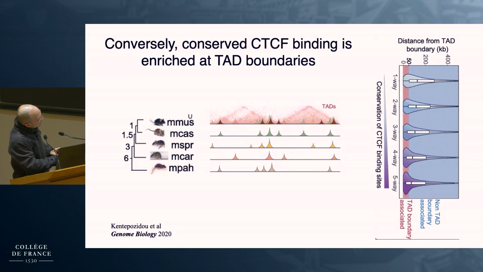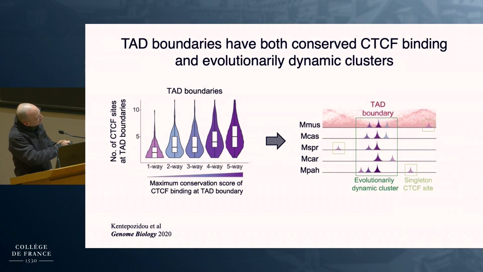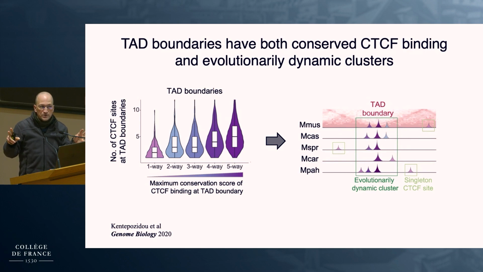And what we were able to show there is, again, this repeats what I've shown before, but perhaps at higher resolution, that the TAD boundary-associated CTCF binding sites are massively enriched for five-way conserved ones. And those five-way conserved ones are also present with a significant overrepresentation of clusters of much more evolutionarily unstable CTCF binding, which probably serves to buffer that anchorage point.